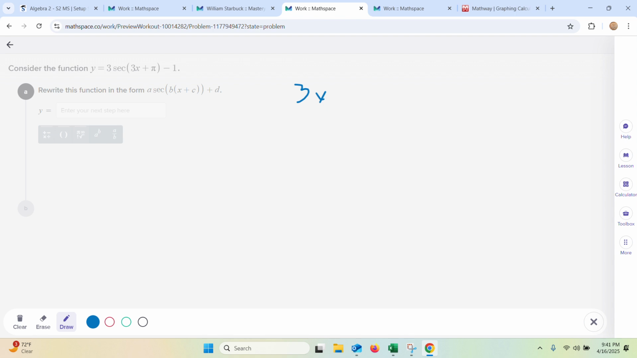Will an eraser work? No. Okay. Next time I do this, find a stylus.